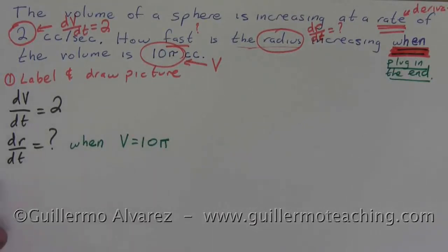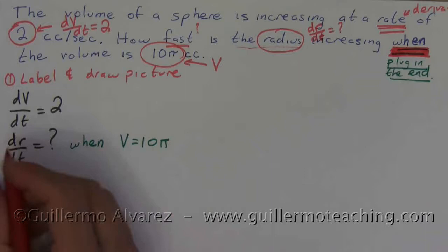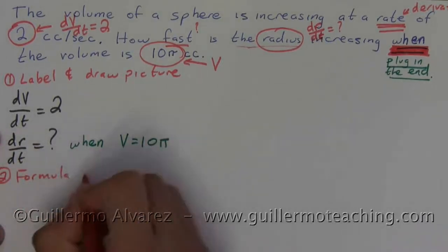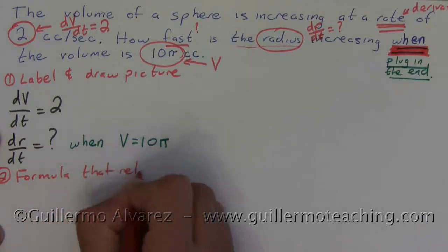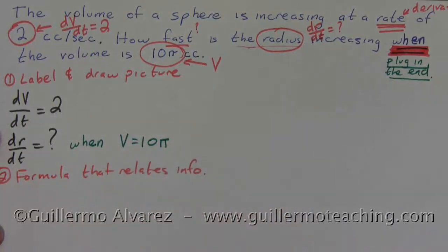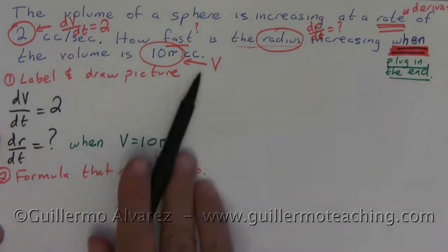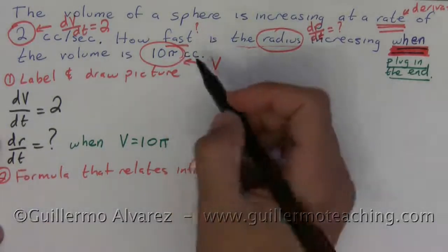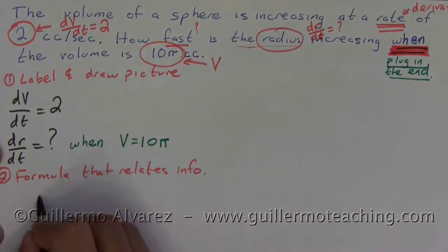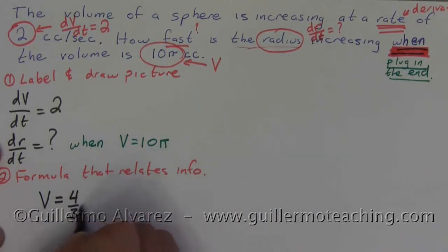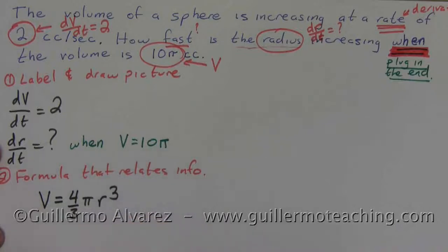Okay, now that I have all my information down, the second thing I need is a formula that relates my information. Notice that we have a volume, and we're looking for the derivative of the radius, so the obvious choice is the formula for the volume of a sphere. The volume of a sphere is 4/3 pi r cubed.